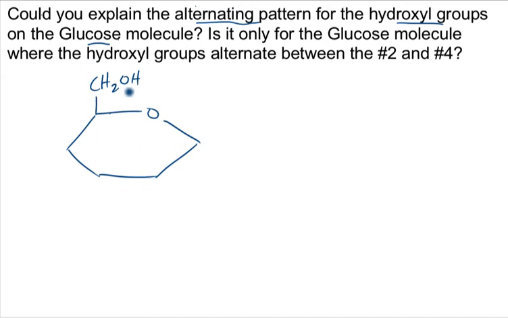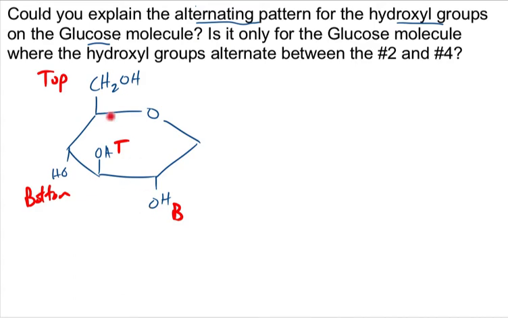For glucose, there is an alternating pattern. Alternating meaning, as you go around the ring, you can say this one's on top, this one's on bottom, this one's on top, that one's on bottom. I think of the atoms in the ring structure as a plane, and then above the plane you have this guy and that guy, and below the plane you have those two.